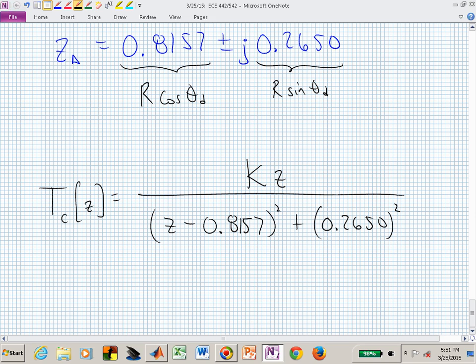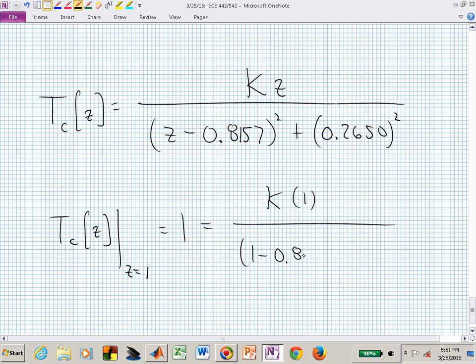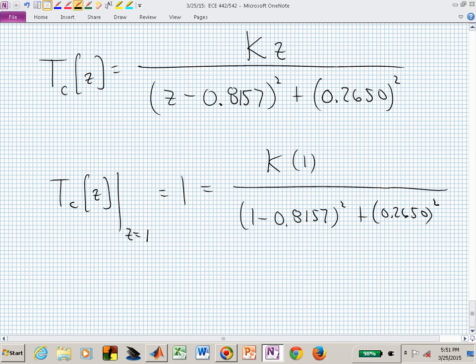What Z value do we want to be thinking about if we're looking at a DC frequency? Z is 1, isn't it? If we now look at T sub C of Z with Z equal to 1, we want that to equal 1. This now says we have K times 1 over 1 minus 0.8157 squared plus the imaginary piece squared.